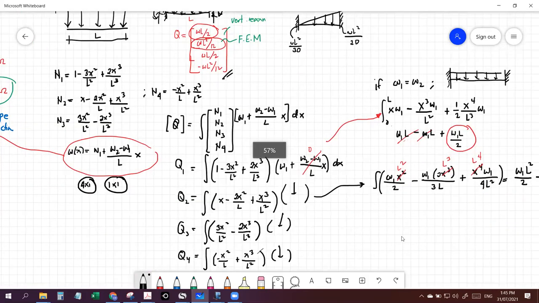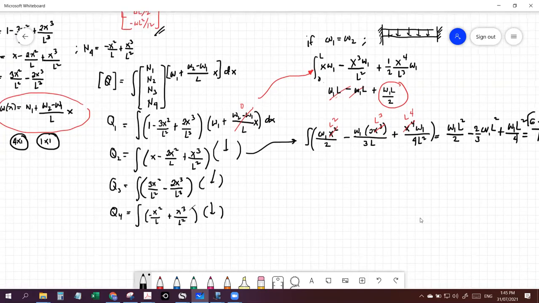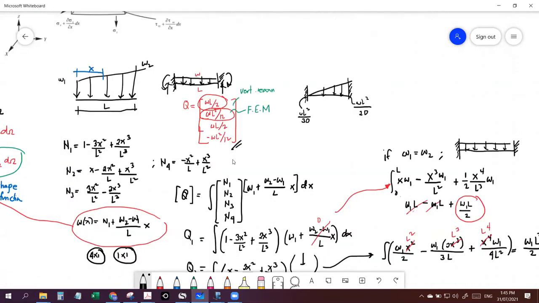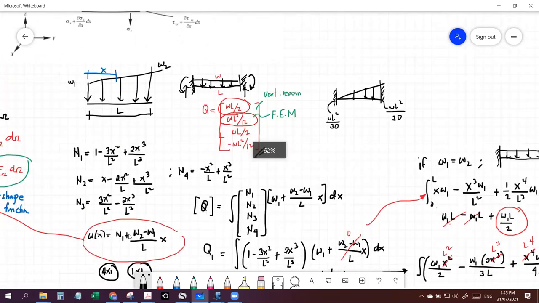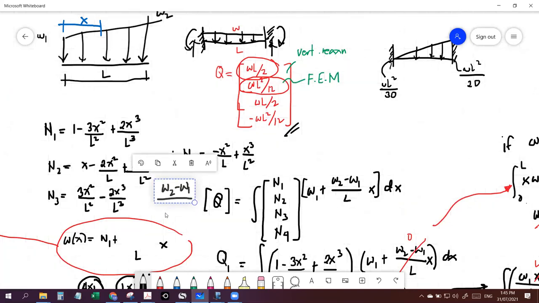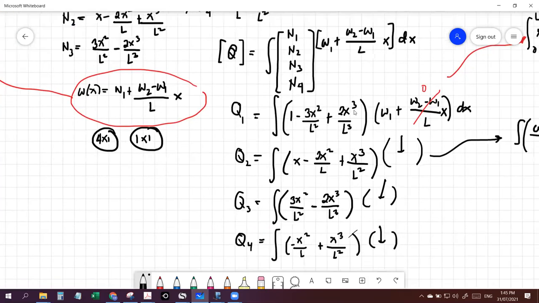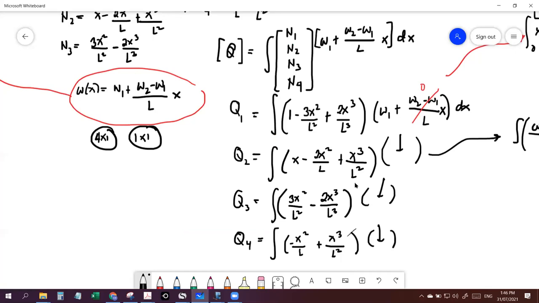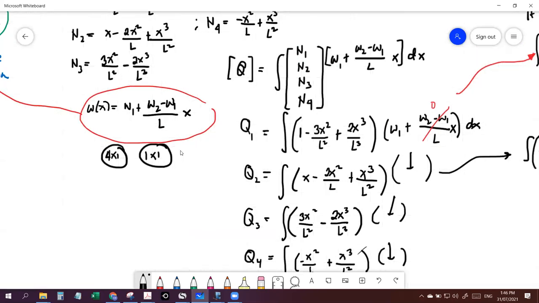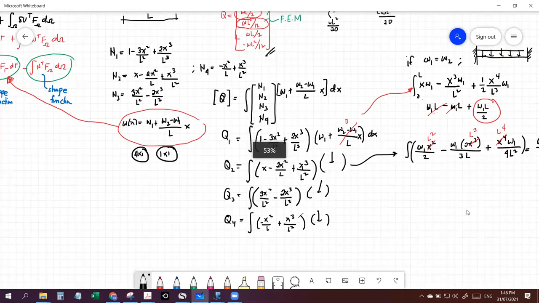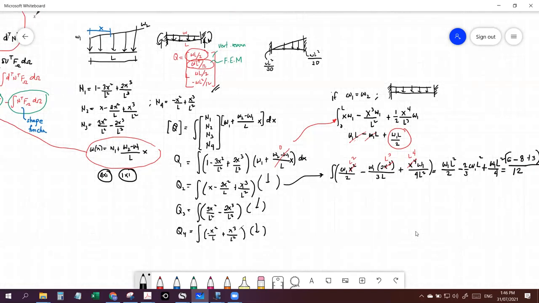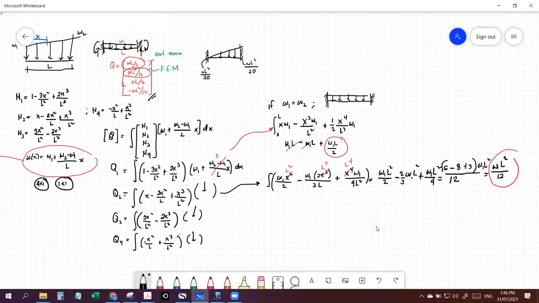And even the vertical reaction, you can derive that. The catch here is, you should come up with a general equation like this for the W. Okay, because the shape function is already established. It's already here. Okay, so that's it for the derivation of fixed end forces.